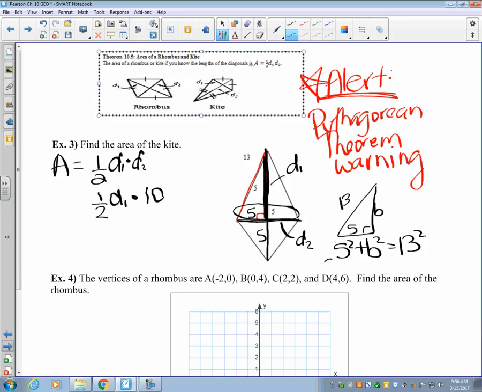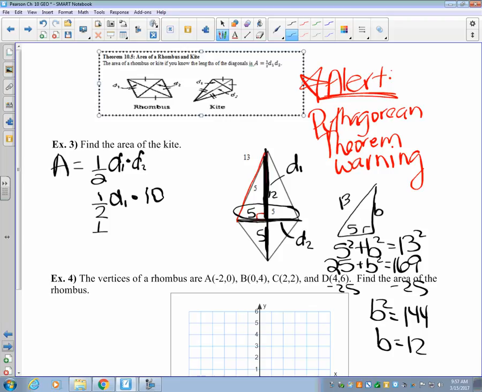All right, so Pythagorean triple. We got 25 plus B squared equals 169. 169 minus 25, I actually know this legit for real, is 144. So B has to equal 12. So this distance here is 12. This distance here is 5.